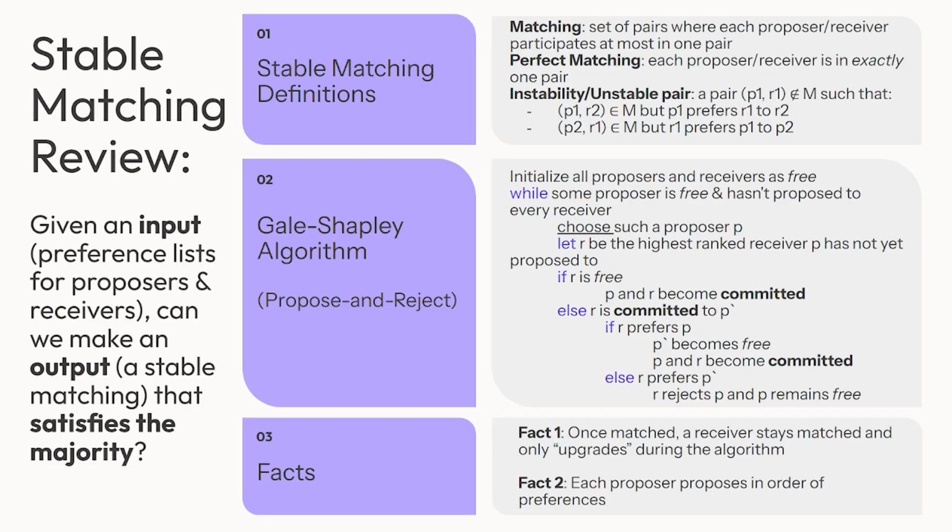And that goes on to the facts that I have listed below. So the first fact is that once matched, a receiver stays matched and only upgrades during the algorithm. So once a proposer and a receiver are in a pair, a receiver will stay with that proposer unless a new proposer comes along that the receiver prefers better, and so it will upgrade. But it will never lose its proposer without being in a pair. And then the second fact is that each proposer proposes in order of preference. So if a proposer prefers the receivers in order of R1, R2, R3, it'll first propose to R1, and if that doesn't work out, it'll propose to R2, and if that one doesn't work out, it'll then propose to R3.